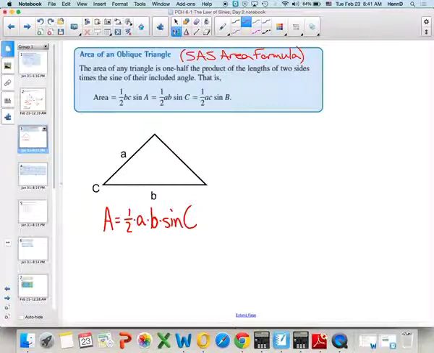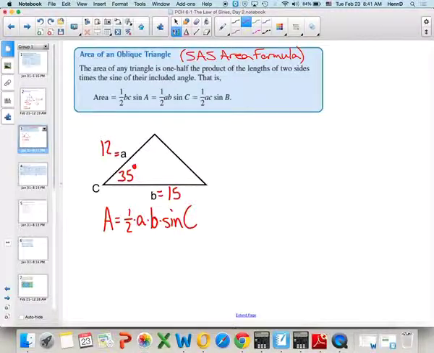So given that, let's say that I know I have sides that are, let's say 15, and this side here is 12, and let's say this angle right here is 35 degrees. Okay? So what would the area of this triangle be?